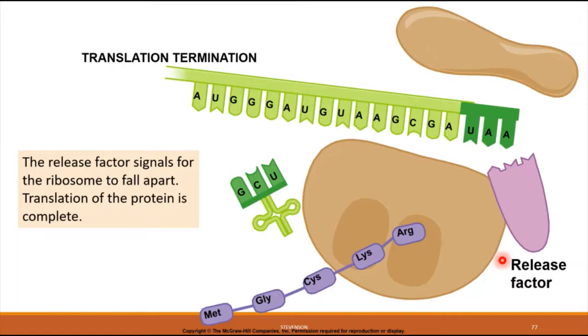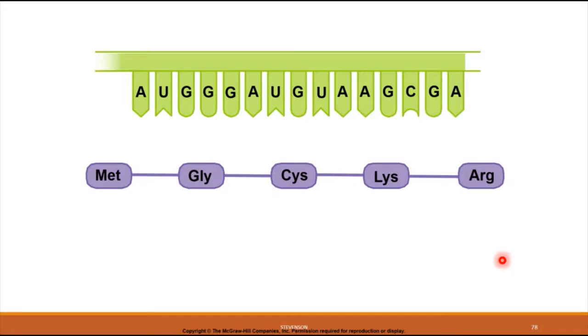At this point, translation is complete. So what has it accomplished? Well, we started with a sequence of messenger RNA, what you see at the top, and the cell has now converted that into a sequence of amino acids. We had 15 letters in the messenger RNA, and now down here we have 5 amino acids in this small protein.